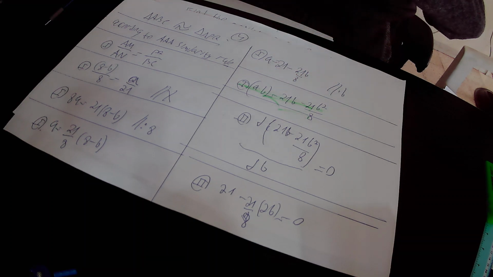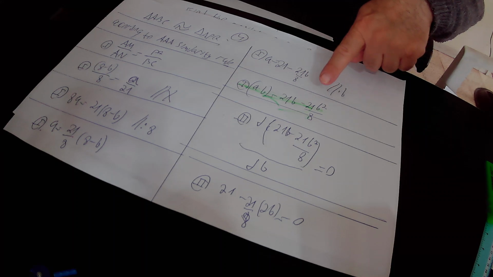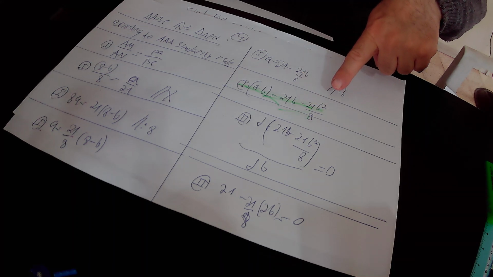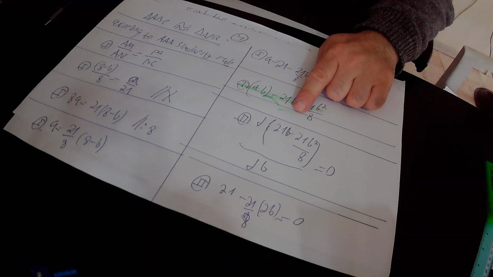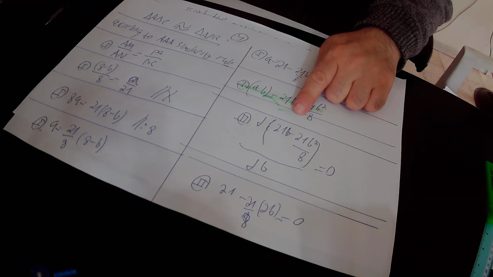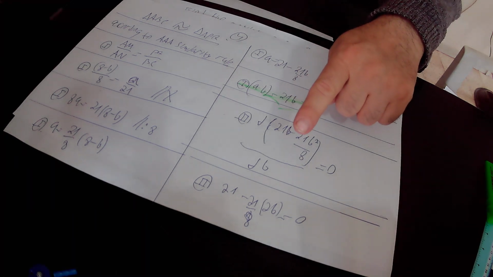This is a rule for the derivative, so we took the derivative of this area function, that is 21B minus 21B squared over 8. And we equated this derivative to 0 in order to find the extreme point of this area function of this rectangle PQST. So what is the derivative of 21B? We know that the derivative of B is 1, therefore the derivative of 21B is 21 times 1, that is 21.